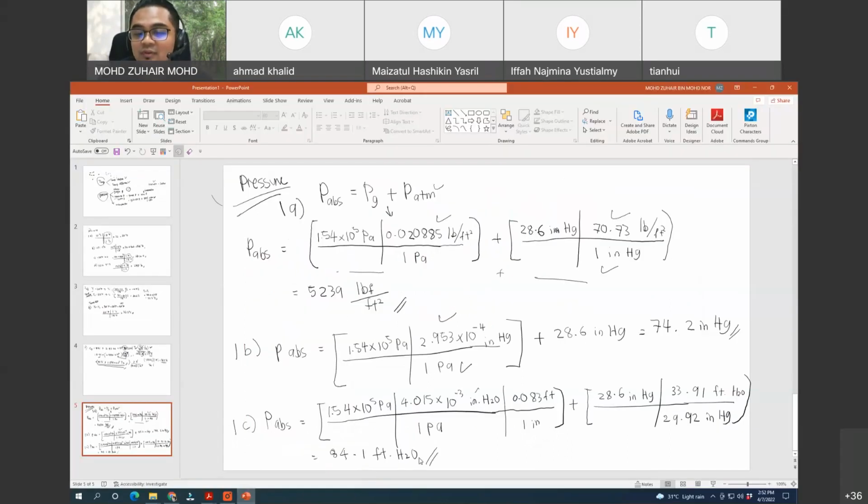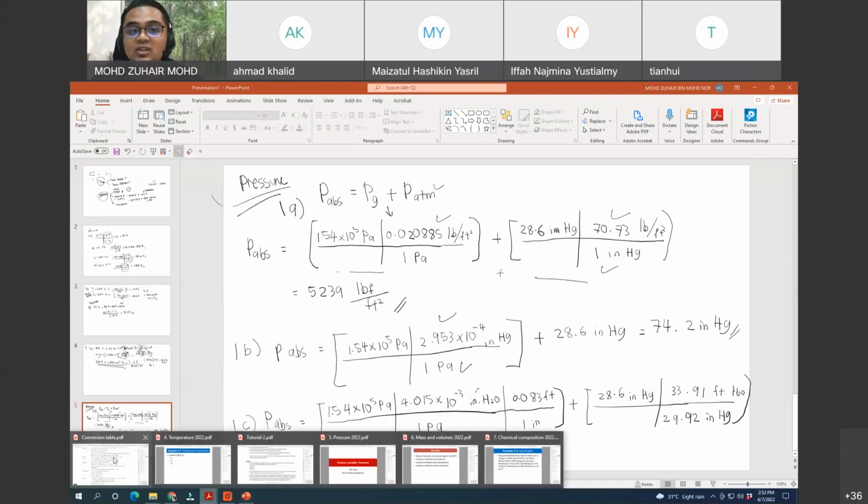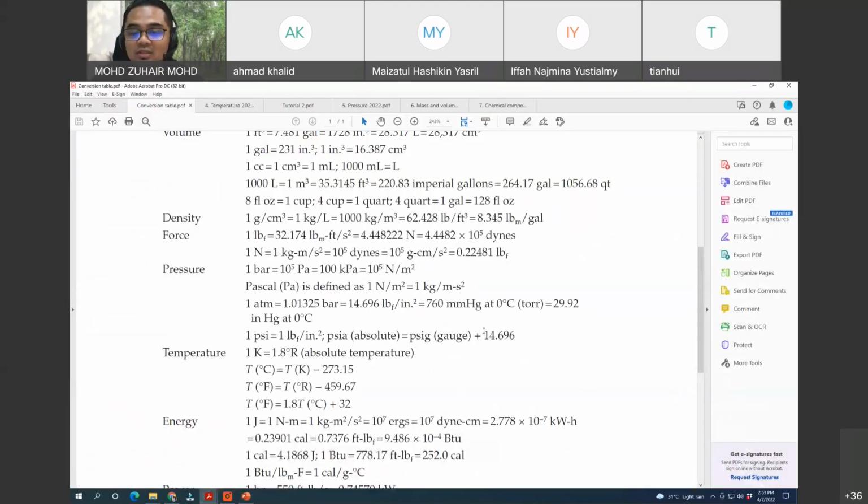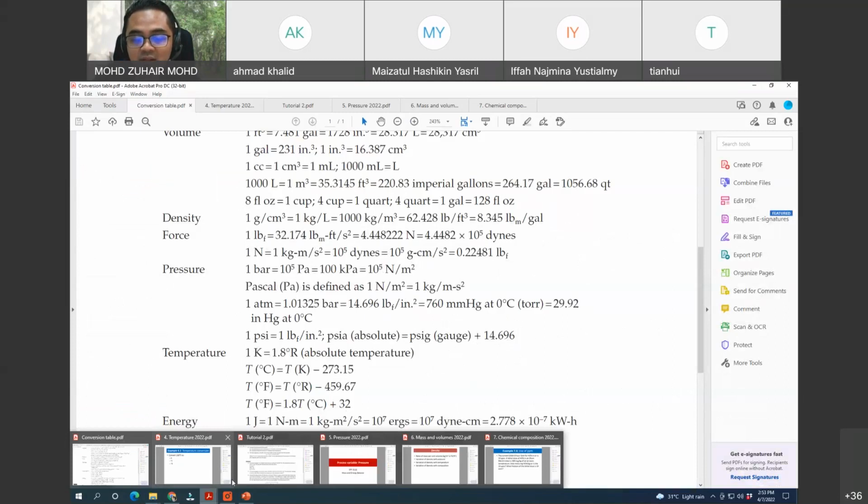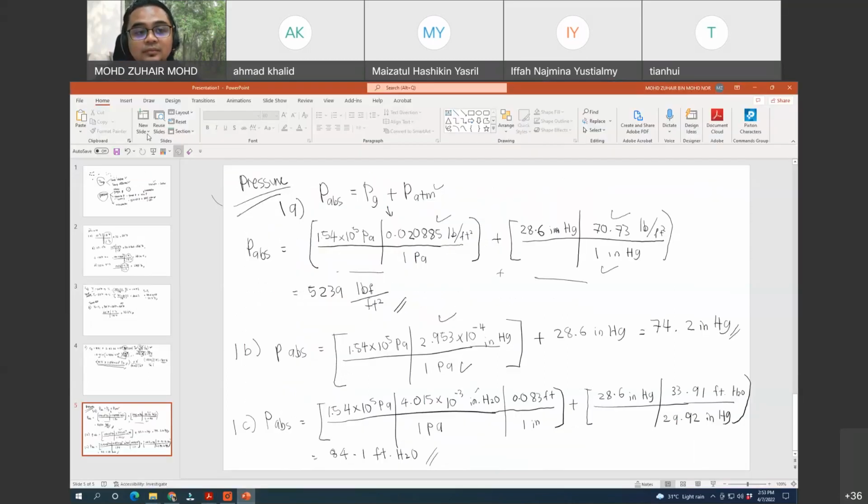Okay. Any questions so far for these three? Again, for pressure, I think the challenge is more towards the changing of the units, which is a bit confusing. So you need to take some time to familiarize yourself with a conversion table like this and do the changes, so that you are going to be able to answer the question easily like this one.